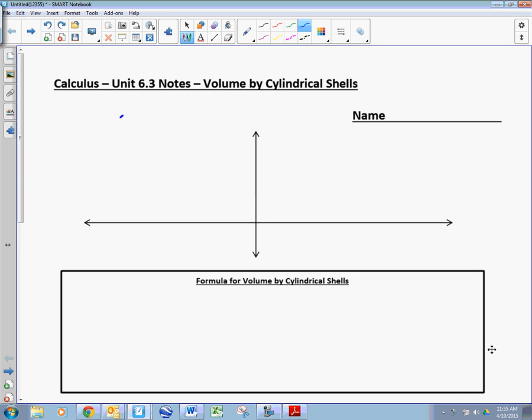Okay, so cylindrical shell method. Here's the idea. Suppose you have a shape that looks like that, and you're going to revolve it around the y-axis. There's a problem that results. If we take this and revolve it around the y-axis, I get a shape something like that, correct?